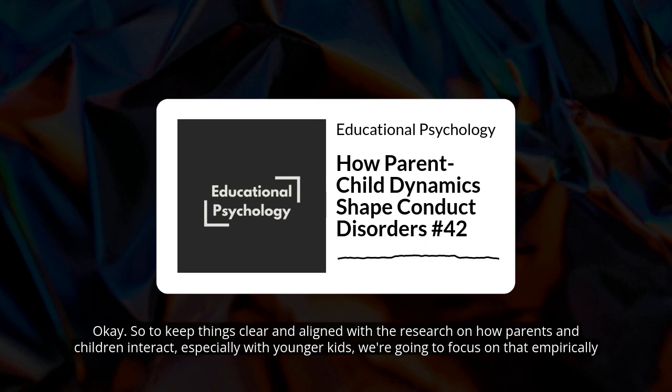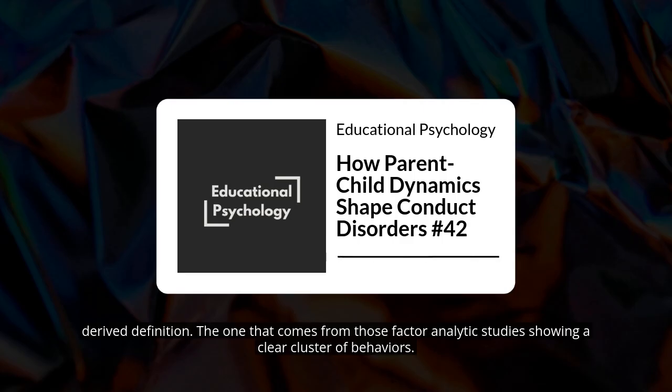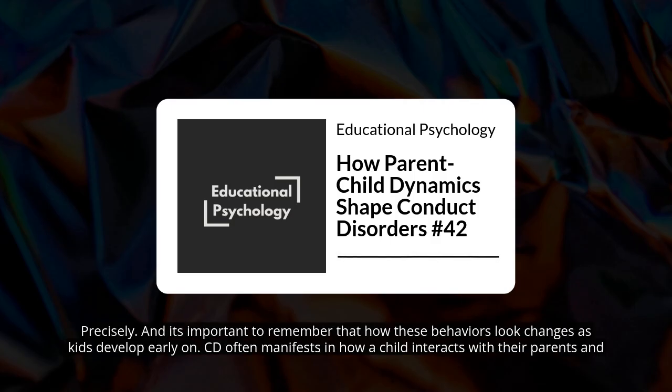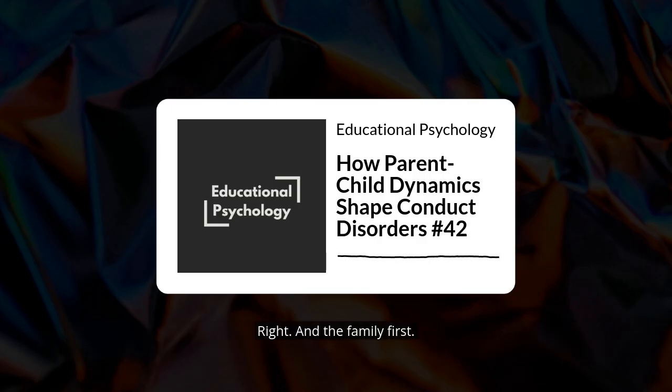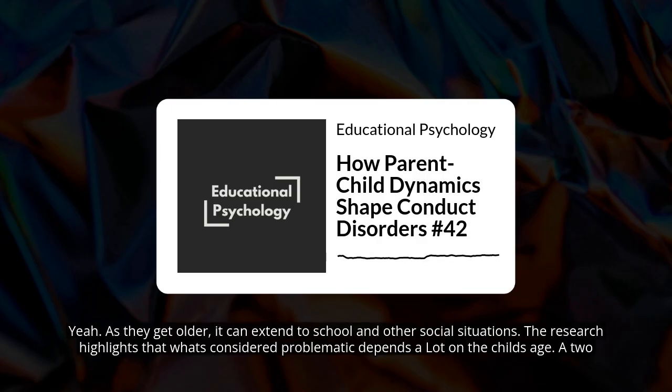Okay, so to keep things clear and aligned with the research on how parents and children interact, especially with younger kids, we're going to focus on that empirically derived definition, the one that comes from those factor analytic studies showing a clear cluster of behaviors. Precisely. And it's important to remember that how these behaviors look changes as kids develop. Early on, CD often manifests in how a child interacts with their parents and siblings. Right, the family first. Yeah. As they get older, it can extend to school and other social situations.